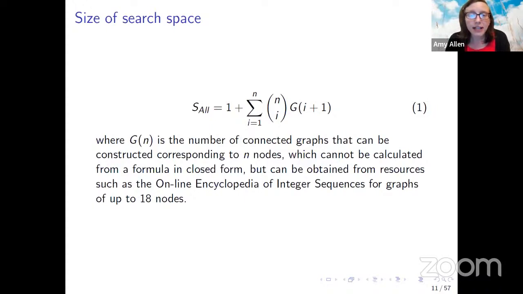And unfortunately, there's not a way to evaluate the G of I plus 1 term in closed form, but resources such as the Online Encyclopedia of Integer Sequences tabulate this for graphs of up to 18 nodes. And I've used that to calculate the size of the search space for the problems I've considered.